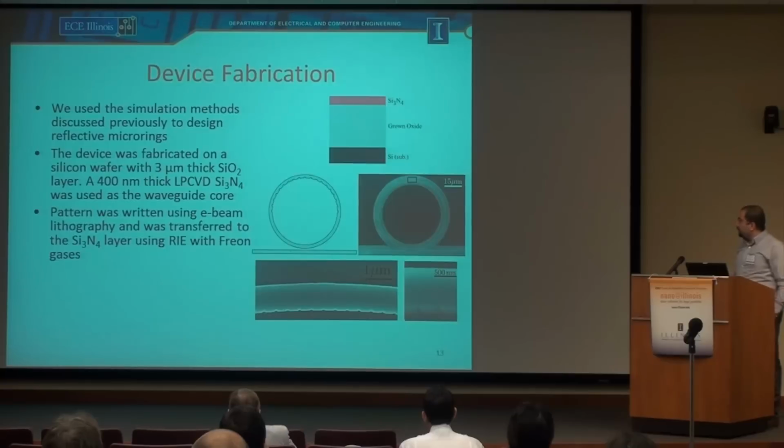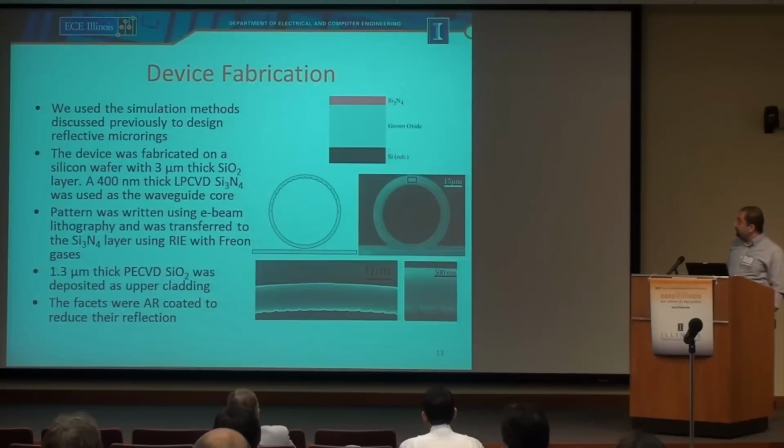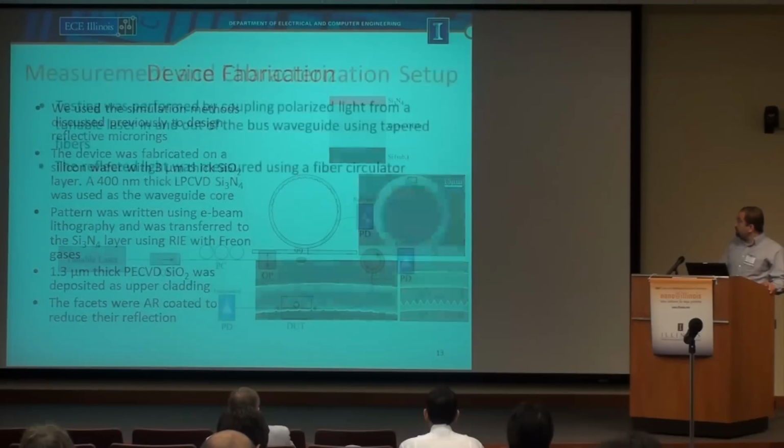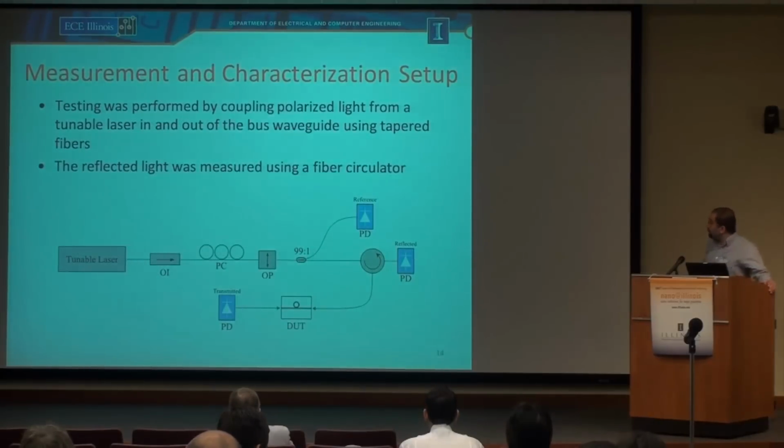When you zoom in, it looks something like that. We wrote this using e-beam lithography. We etched it, and then we deposited the top cladding, cleaved the devices, and deposited AR coating on the facets, so that the reflectivity from the facet doesn't interfere with the reflectivity of the device itself. We can also have different designs. Another design increases the smallest feature size in the device and makes it possible to fabricate with full lithography.